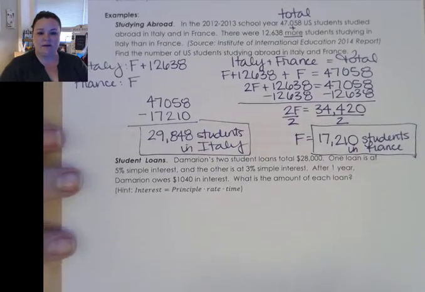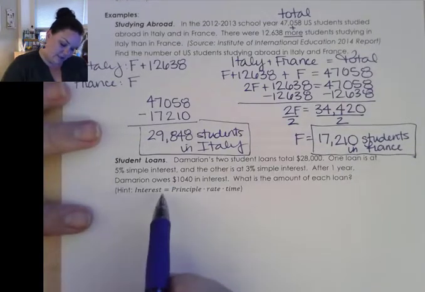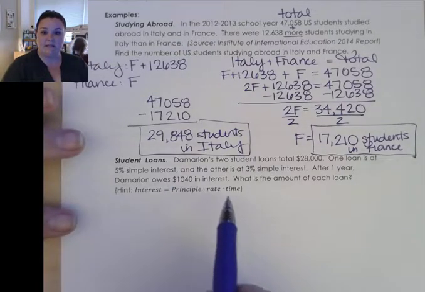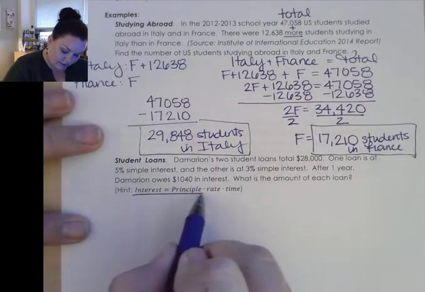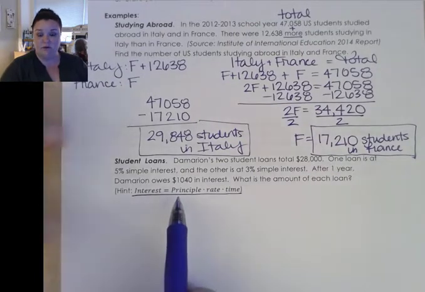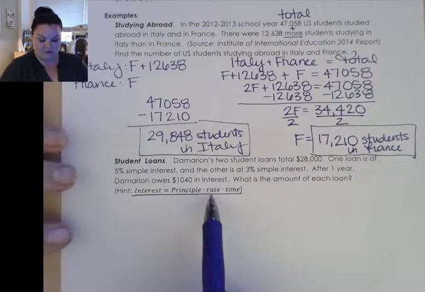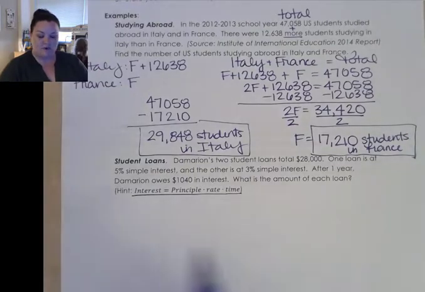The next one is talking about interest, and the way that we calculate simple interest is equal to principal times rate times time. So in order to calculate the interest, we need to know the principal amount, which is how much was put into that account or how much was in that loan. We need to know the rate as a decimal, and we need to know the time that it's spent in that account. Okay, so let's go ahead and read the problem and see what we're dealing with here.